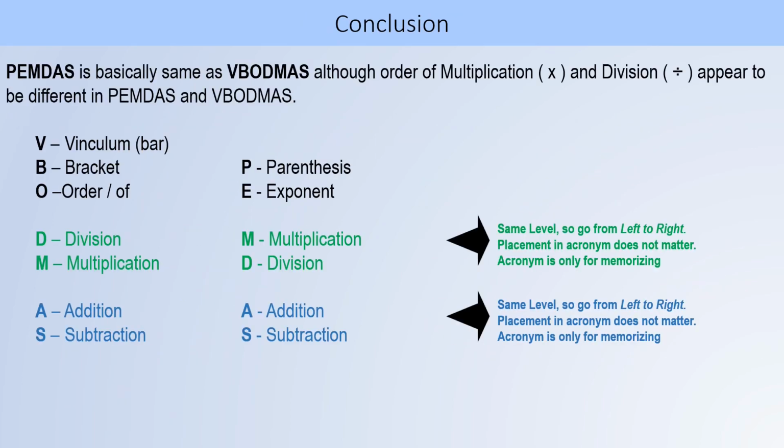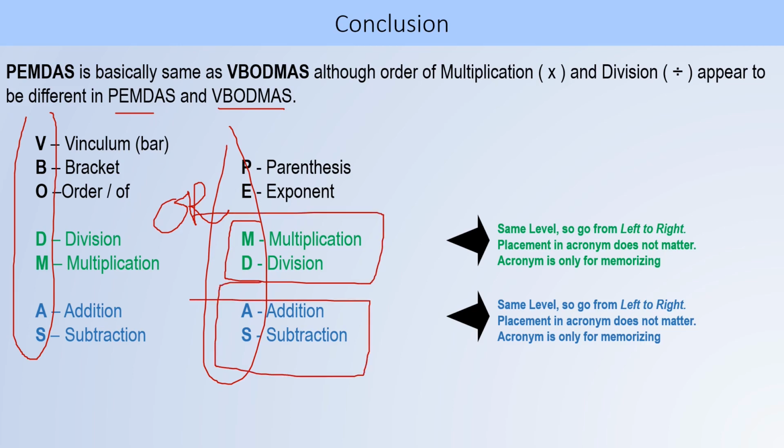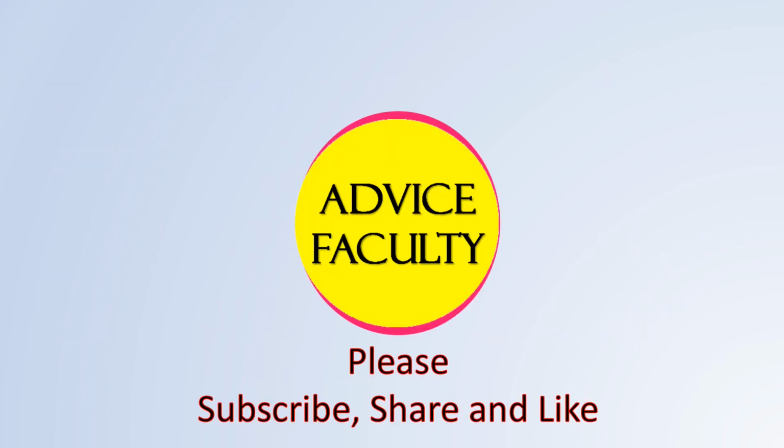Okay, in conclusion, I have repeated that both PEMDAS and VBODMAS are aids to remember the order of operations. You can go either VBODMAS or you can go PEMDAS. They are both the same, equivalent, no issue. You need to use only one of them. The only thing is that you have to remember there are different levels. M and D are at the same level, A and S are at the same level. Within the same level, you go from left to right, and that is all that you need to remember about these two acronyms.